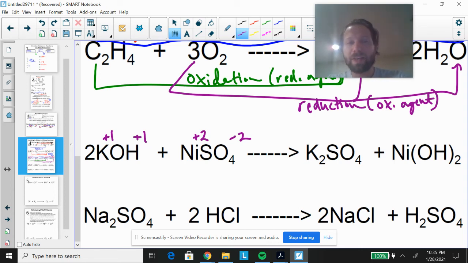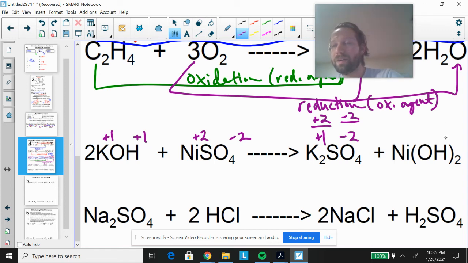Again, potassium is a +1, but there are 2 of them. That's going to be a +2. And sulfate is a -2, and that makes sense. There's only one of them, so it's just -2. That adds up to 0. And then lastly, we have OH, right? Hydroxide. This is going to be a -1, but there are 2 of them. See the 2 outside of the parentheses, so that's -2. And then that makes the nickel +2.